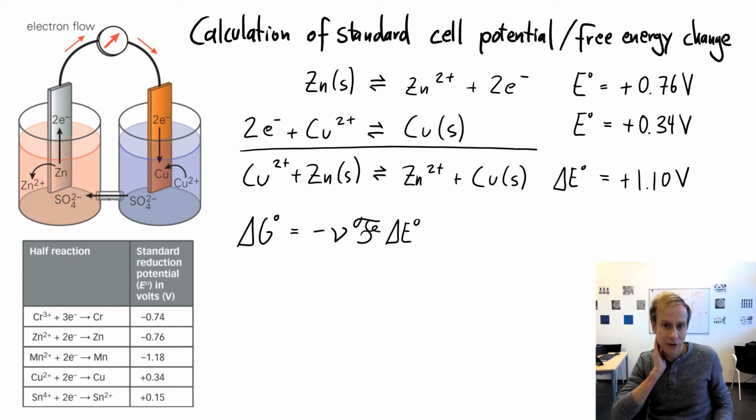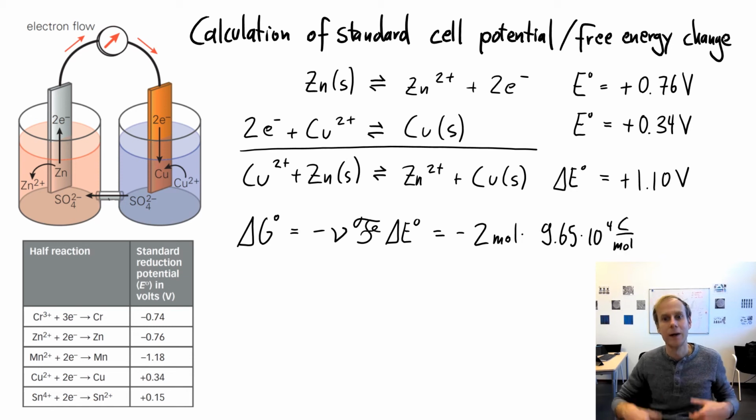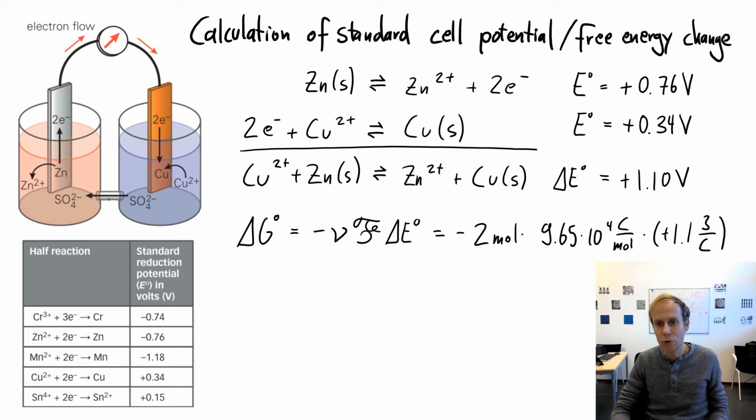So the standard free energy change is calculated by the amount of moles of electrons that will flow, which in this example are 2. There are 2 moles of electrons flowing. The Faraday constant, which gives the coulombs per mole, and the standard potential, which we have now determined with the help of this table. So we have 2 moles of electrons times the Faraday constant times the plus 1.1 joules per coulomb. And you see how nicely the units cancel out. The moles go, the coulombs go, and only the joules remain, which is the unit of energy.